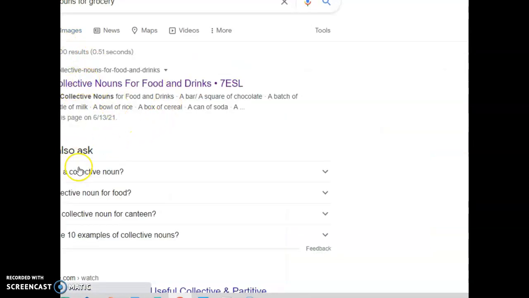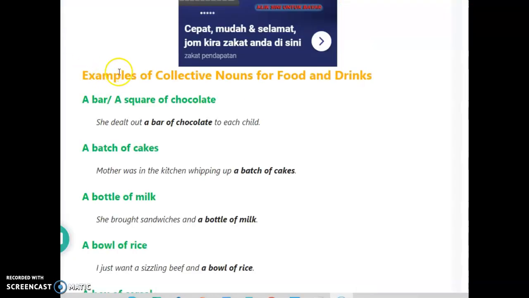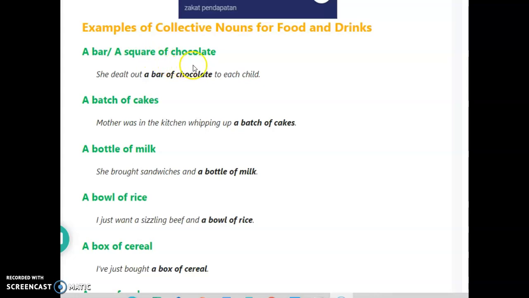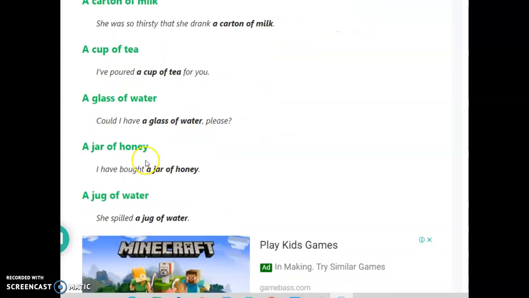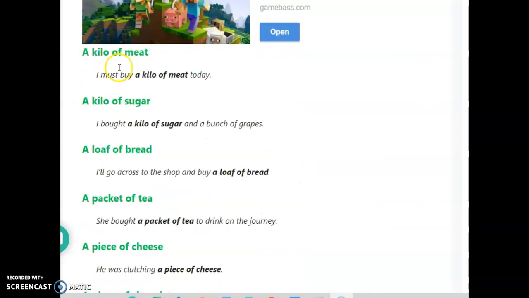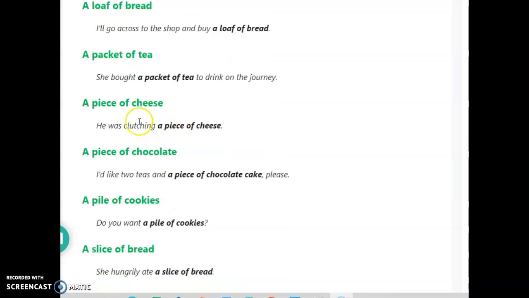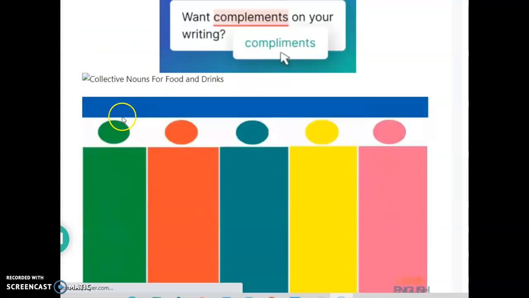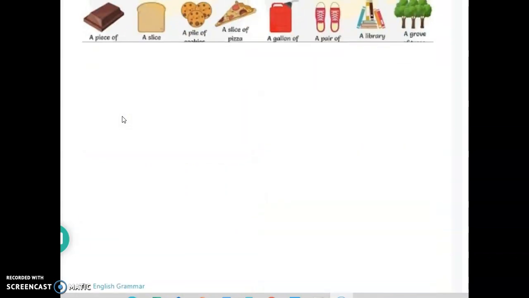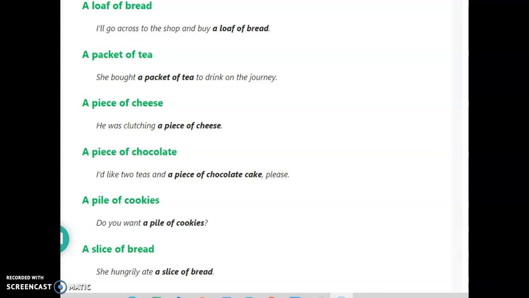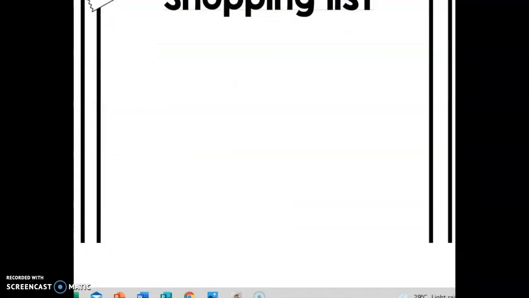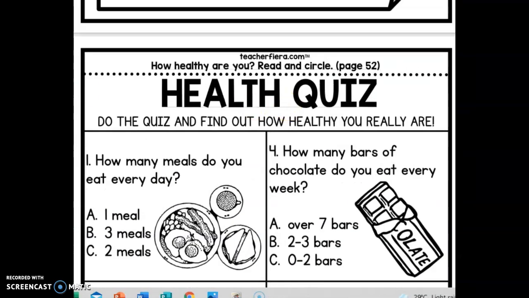Useful collective nouns. Example of collective nouns for food and drink. Tengok ni. A square of chocolate, a batch, a bottle of milk, a box of cereal, a jug of water, a kilo of sugar, a loaf of bread. There's a lot. Okay, you can find it on the internet. Okay, so, and then, okay, this one.